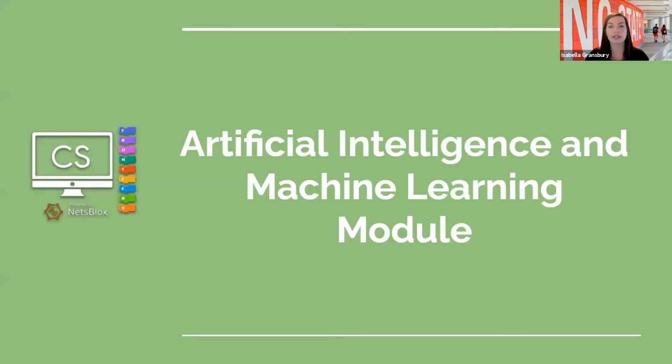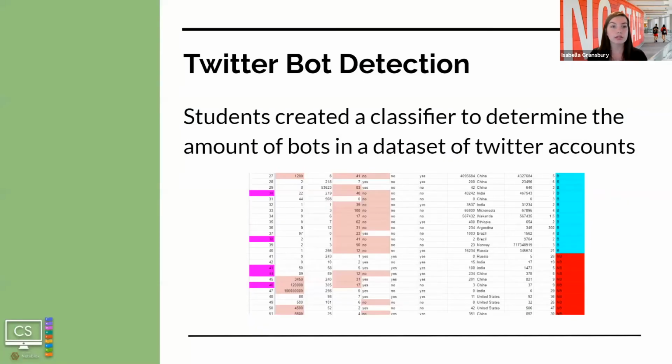Artificial intelligence and machine learning module. I'm going to discuss two activities that students completed in each of the modules. The first one that students completed in the AI and machine learning camp was the Twitter bot detection program. Students created a classifier to determine the amount of bots in a data set shown on the slide of different Twitter accounts.